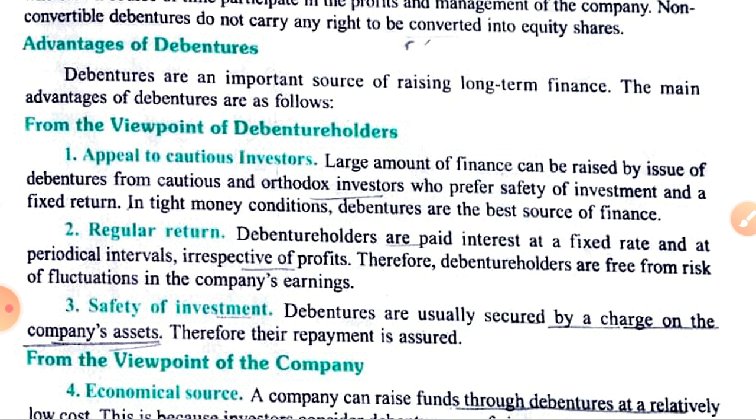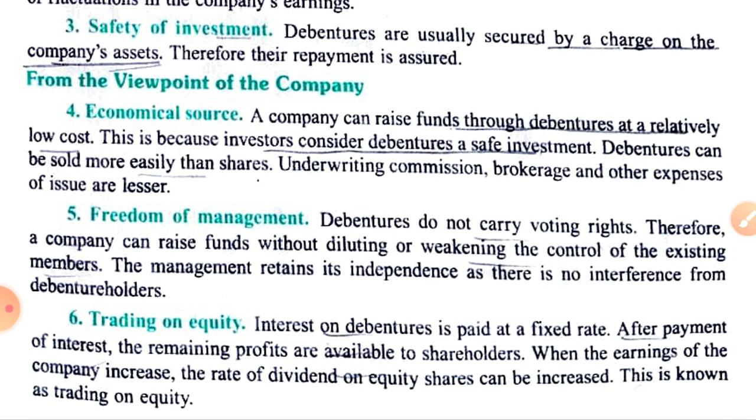Now, what are its advantages from the viewpoint of the company? First one is economical source. Sir, how is it an economical source even when there is a fixed rate of interest? See, my dear students, when the company issues debentures, it appeals to cautious investors and there is no need to make payment to the underwriters, or more payment in the form of brokerage, and other legal expenses are less as compared to the issue of shares. That's why it is an economical source.